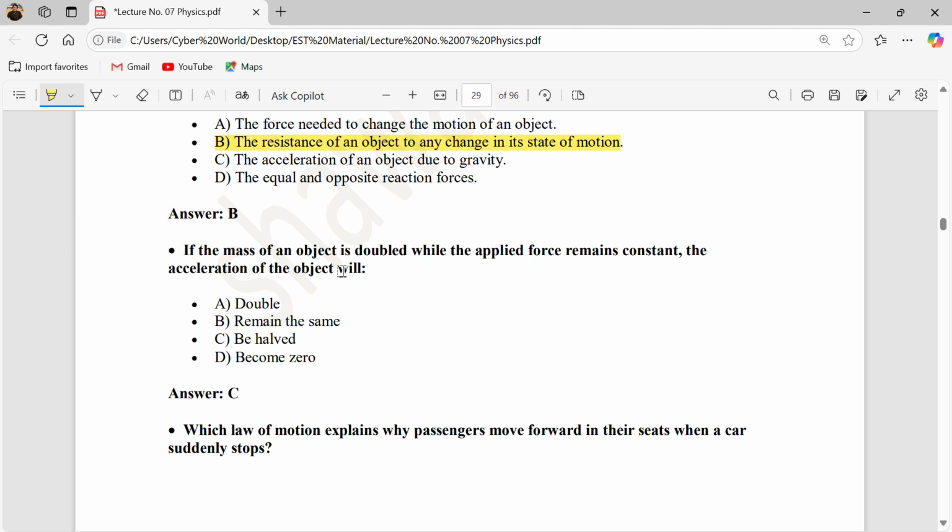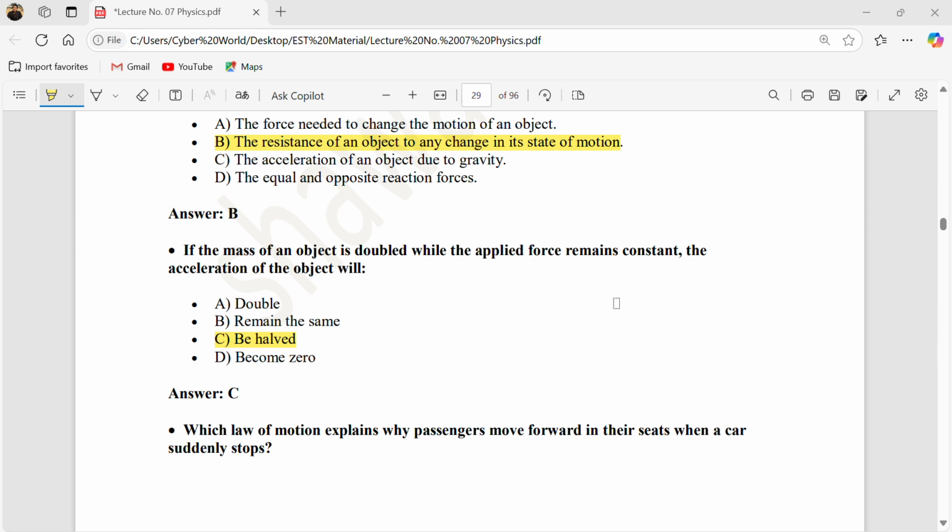If the mass of an object is doubled and the applied force remains constant, the acceleration of the object will be half. How half? The correct answer is half because you know that F equals ma. If F remains constant and your mass is doubled, then F equals (2m)a, so move this 2 to the other side. Or in another way, because F is not changing and F is the product of mass and acceleration, if mass is doubled, acceleration must decrease by a factor of 2, means half, to keep the force constant. That's why if your mass is doubled, your acceleration is halved.